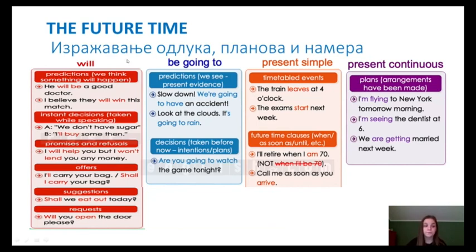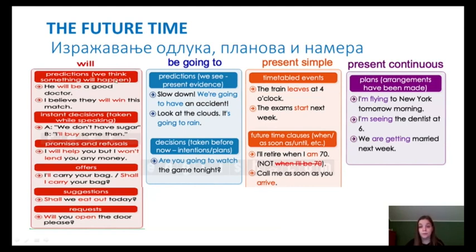Be going to can also be used for predictions, but we see the present evidence. Slow down, we are going to have an accident. Or look at the clouds, it's going to rain. And decisions taken before the moment of speaking. So, are you going to watch the game tonight?